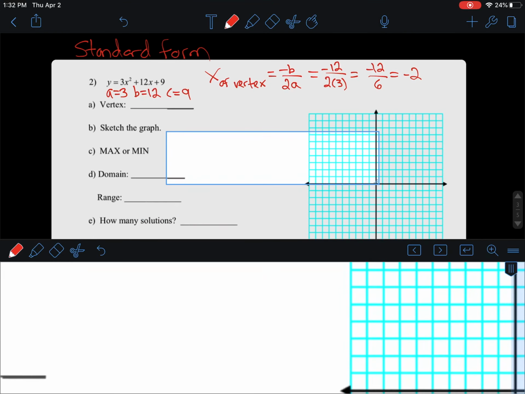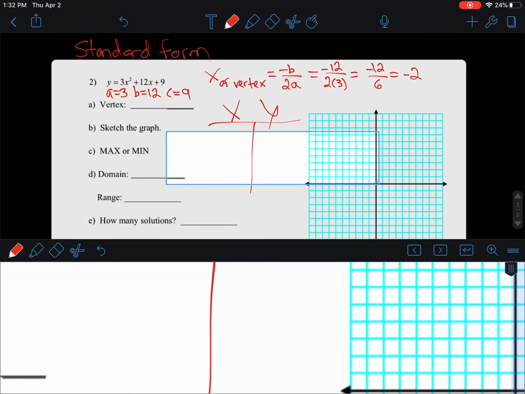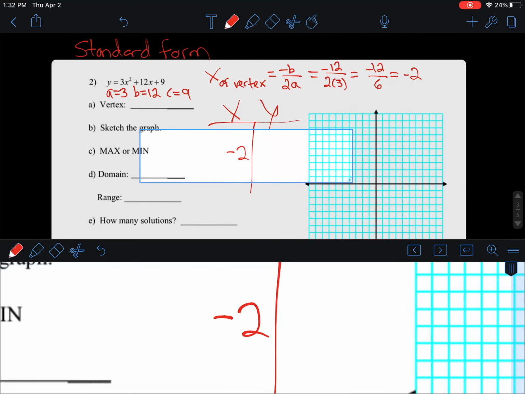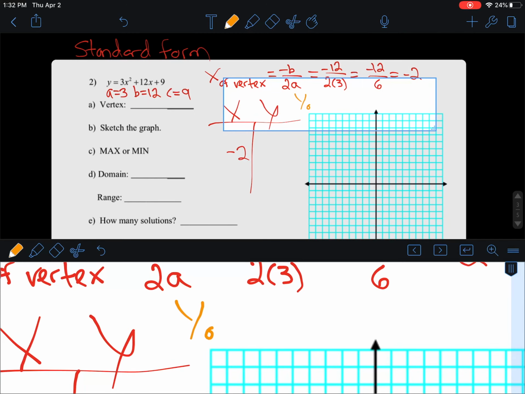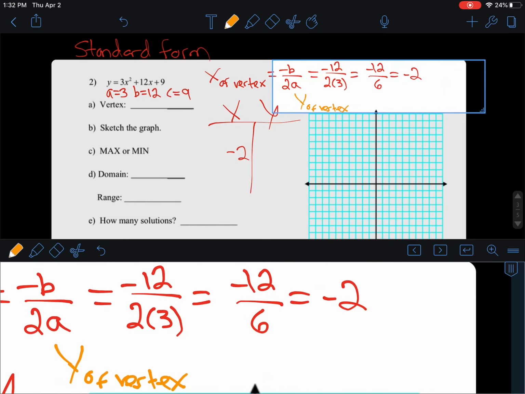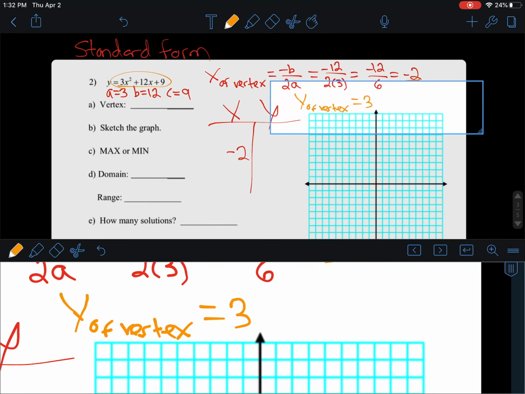Once you get that, I'm going to go ahead and start my table. Remember that your vertex goes in the middle. Now you have to find the y of the vertex. In order to find the y of the vertex, you plug your answer from the x of the vertex into the equation. So I'm going to plug in negative 2 into my equation here. This is going to be 3, and then don't forget parentheses, negative 2 squared, plus 12 times negative 2, plus 9. And you get an answer.